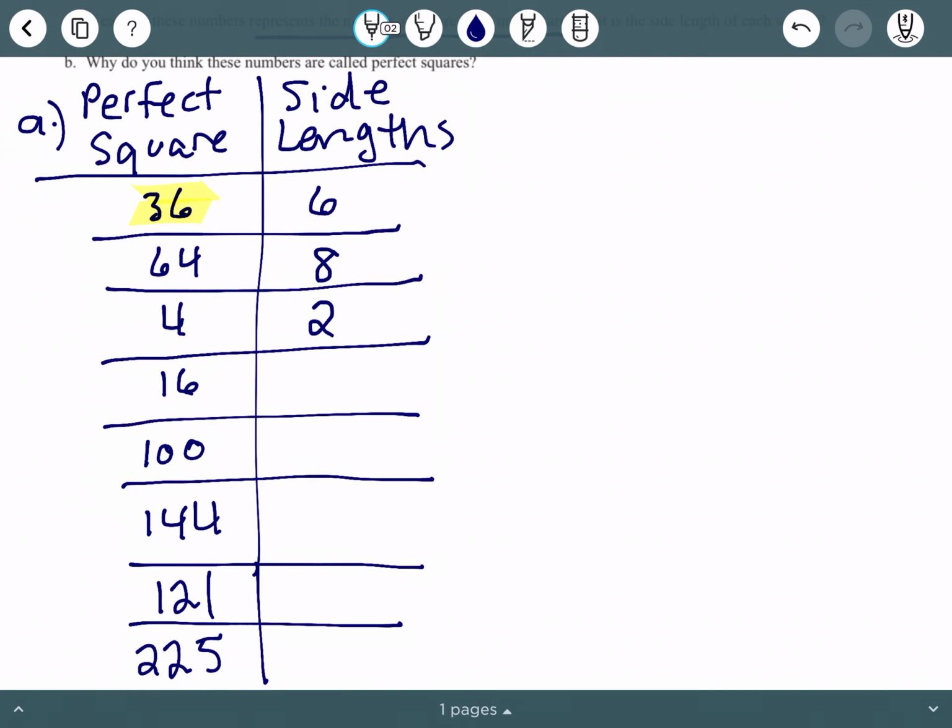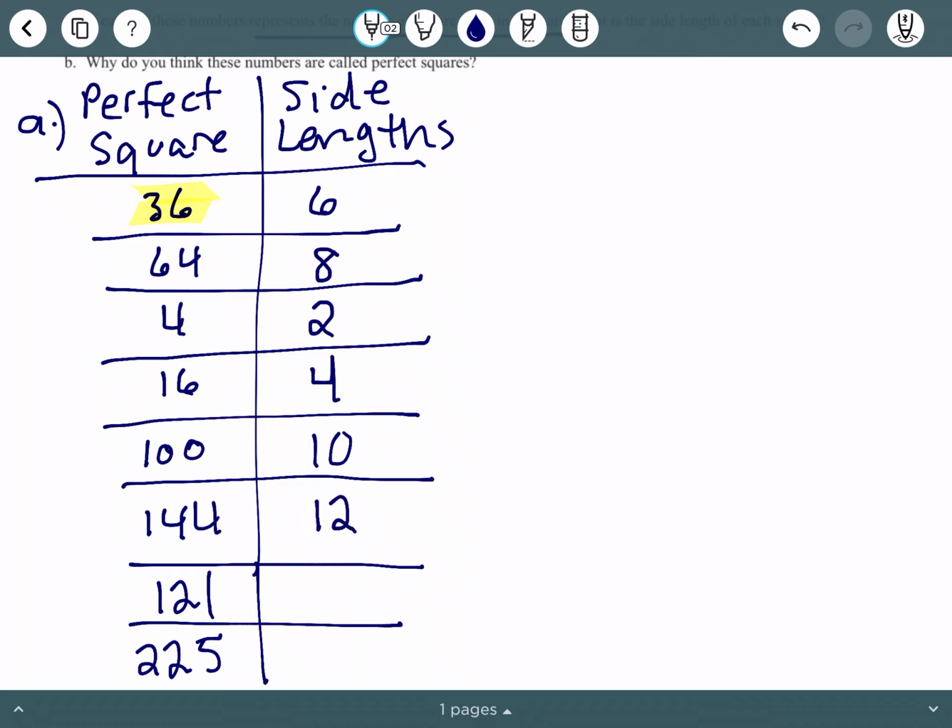A perfect square of 16, again, I'm not doing any complicated math here. I know that 4 times 4 gives me 16, so my side lengths are 4. Moving on to my next perfect square of 100. Again, I know that 10 times 10 gives me 100, so the side lengths of this square would be 10. All right, moving on to 144. Now for me, this one is not complicated because I know that 12 times 12 is 144.